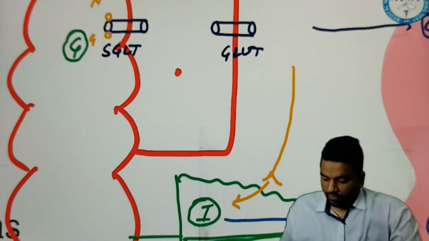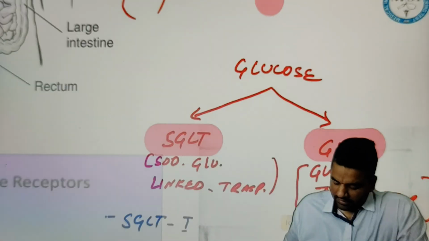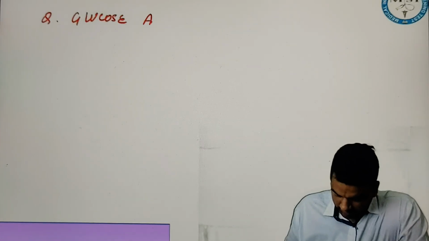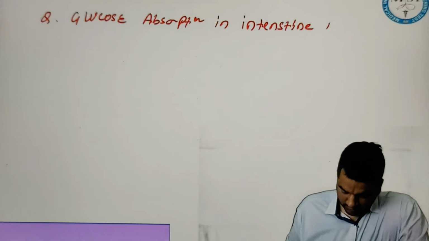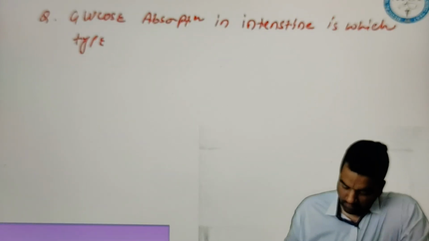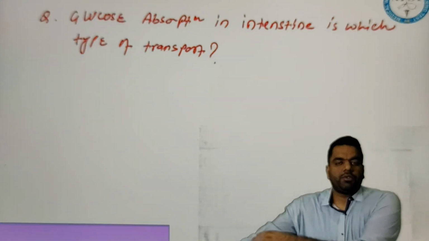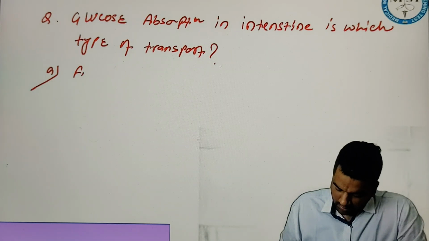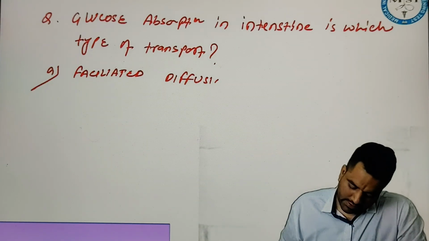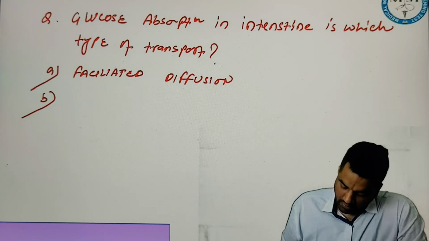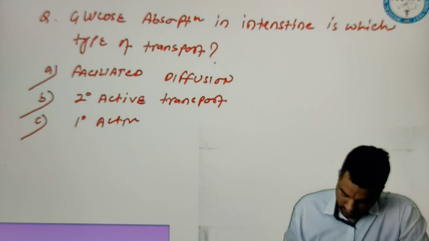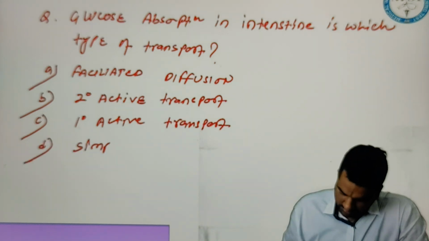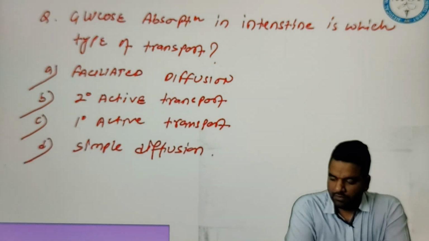Now how can the question be formed? Suppose the question is: glucose absorption in intestine is which type of transport? Options are facilitated diffusion, secondary active, primary active, and simple diffusion.